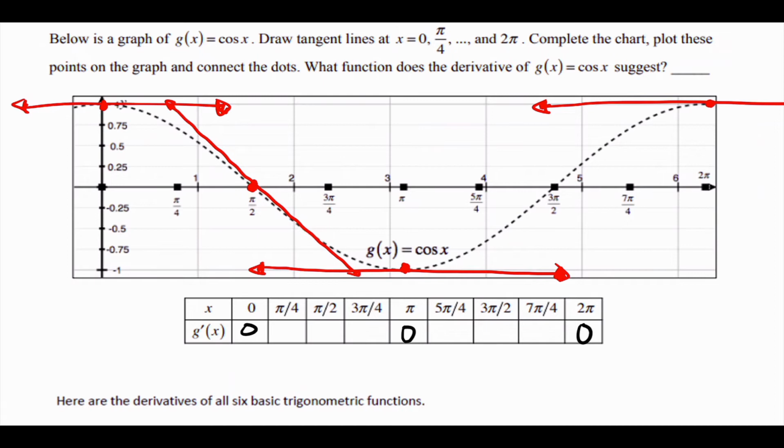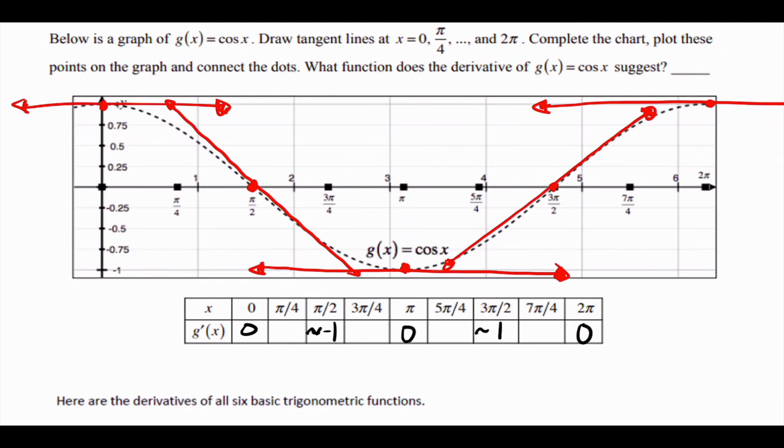Okay, and then pi over 2, it looks like it's close to -1, so let's write that in. At pi over 2, approximately -1. What about at 3 pi over 2? It looks like it's approximately +1, right? Looks like it's perpendicular to pi over 2. So we would say approximately +1.